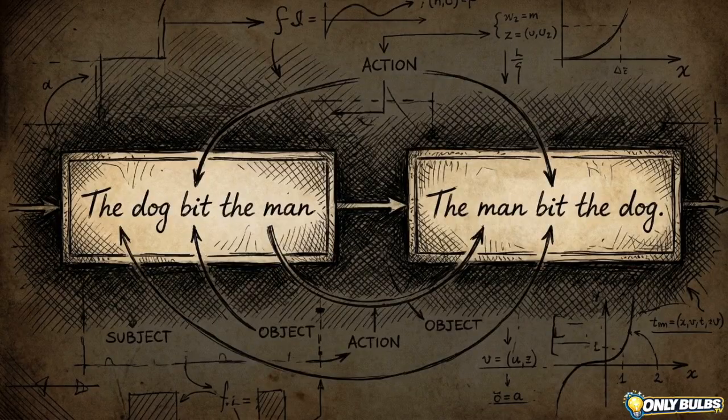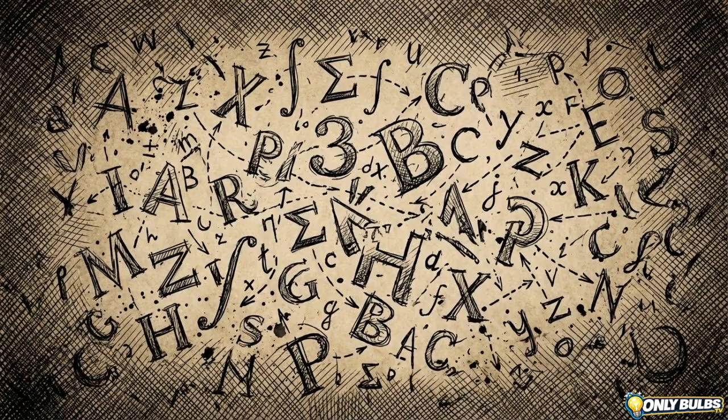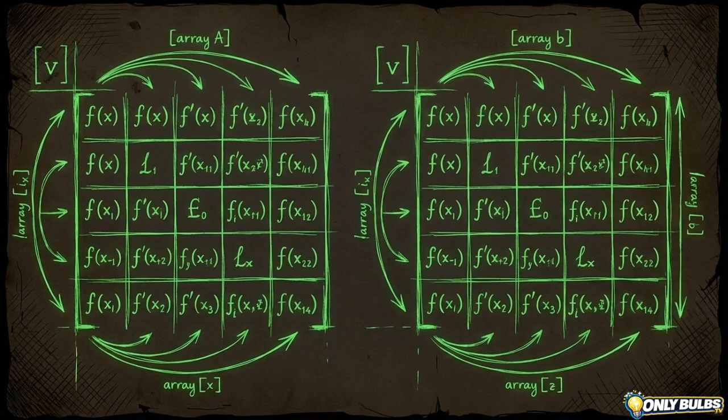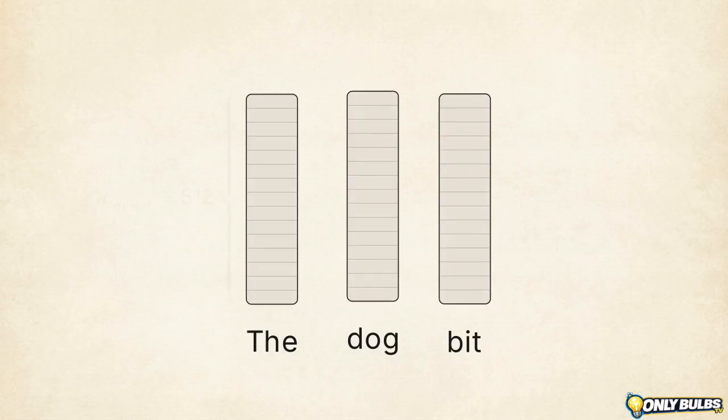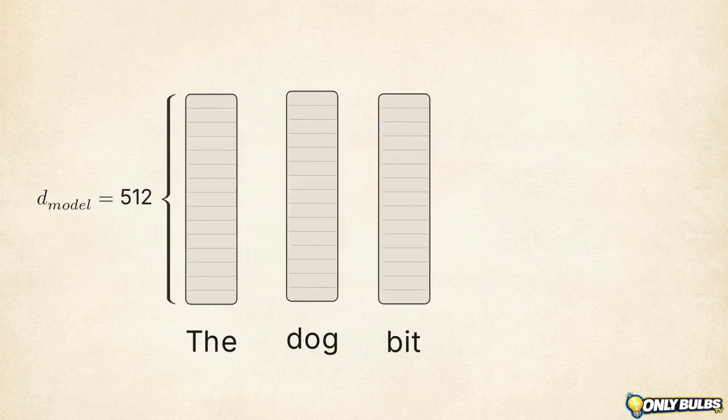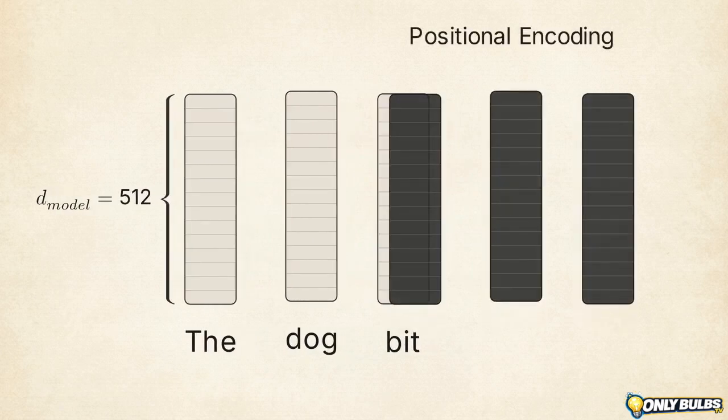If the model has no recurrence and processes every word simultaneously, it loses the ability to perceive the order of words. "The dog bit the man" and "the man bit the dog" look identical to the math. To solve this, the model first converts raw tokens into continuous 512-dimensional vectors. This fixed dimensionality is known as d_model. The researchers then introduced positional encoding to restore the sense of sequence.